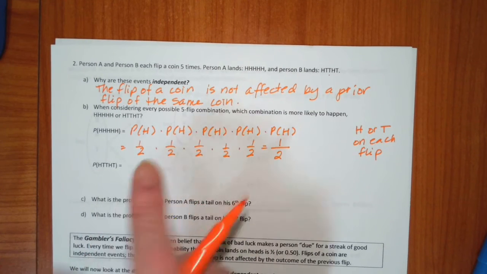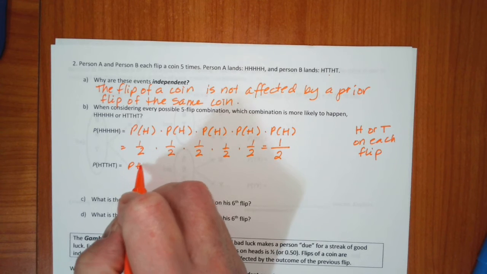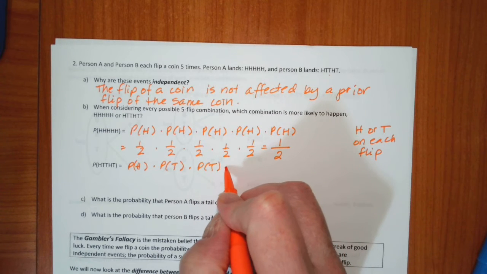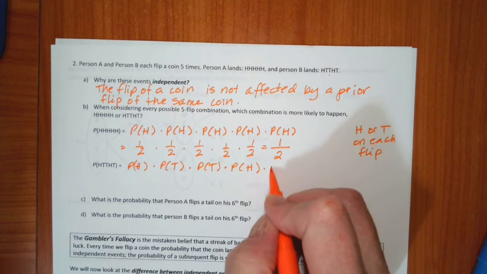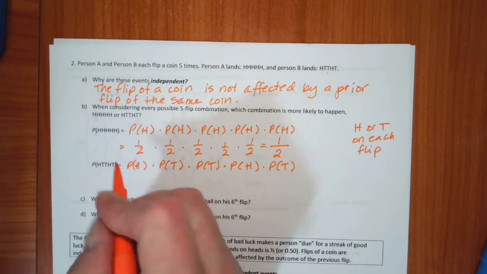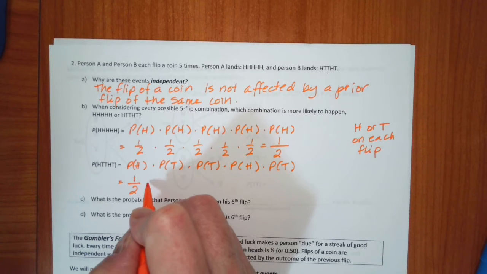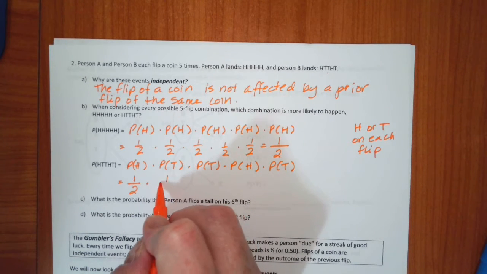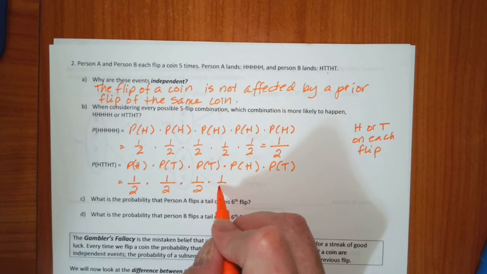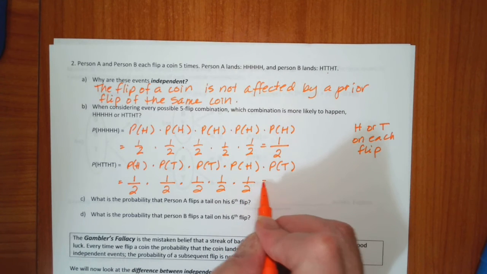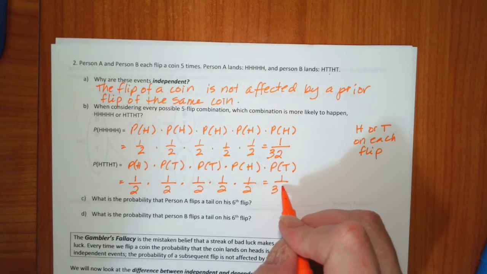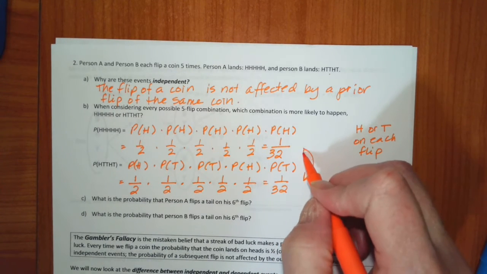Now let's look at person B. Well, this would be the probability of a head times the probability of a tail times the probability of a tail times the probability of a head times the probability of a tail. And again, you can either get a head or a tail on each flip, so the probability of a head is one way out of the two outcomes. The same with the tail. There's only one way to get a tail out of the two possible outcomes. There is one way out of two, one way out of two, for either the head or the tail. Oops, and this is 1 out of 32, excuse me. So this is 1 out of 32. Notice that these are the same.